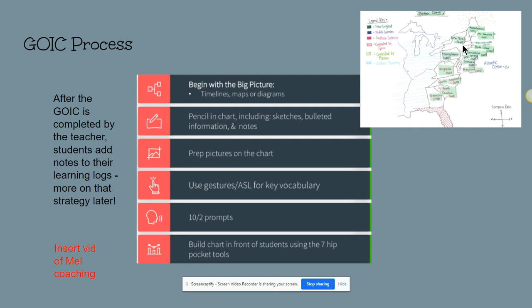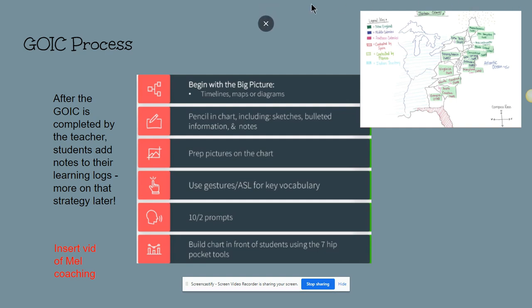And as you're building the chart in front of your students, you'll also always want to consider using the 7 hip pocket tools, which are things like color coding and shape coding, asking students metacognition questions about their thinking, asking them to say and read key words with you, adding lots of visuals and sketches, and doing things where you're co-creating it with them so that they are imprinting that information neurologically with you.